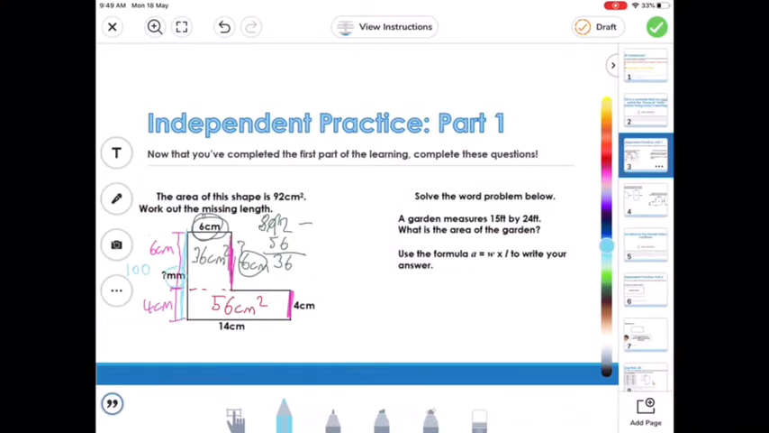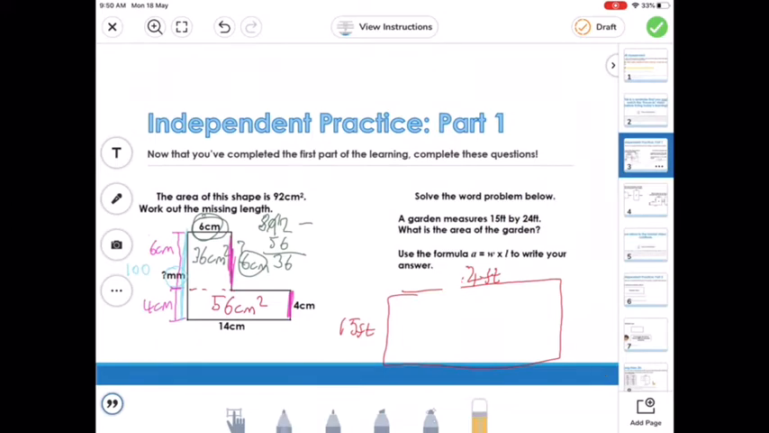Okay, solve the word problem below. A garden measures 15 by 24 foot. Let me just draw that out. So this is 15 foot. This is 24 foot. Sorry, my pen is, I think, nearly running out of battery. That's 24 foot. So what is the area of the garden?